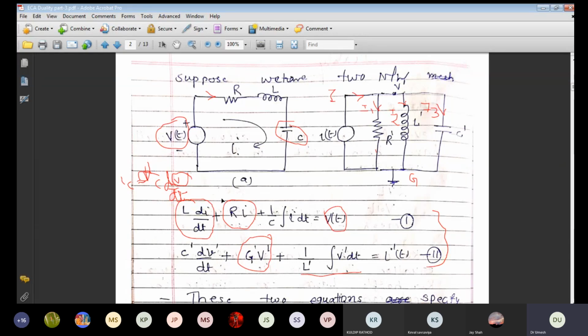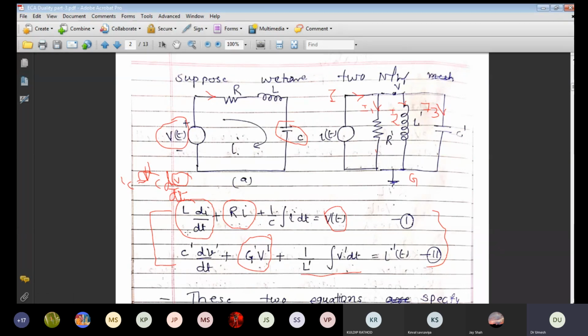You can observe these two equations are the same in pattern or format. Here we can observe the differentiation, here is also differentiation. Here is no differentiation, simple. Then here is also integration, here is integration. That means these two equations are the same in format, not in value. You have to clear this point: I'm not saying that the values are the same, I'm saying that the format is the same.